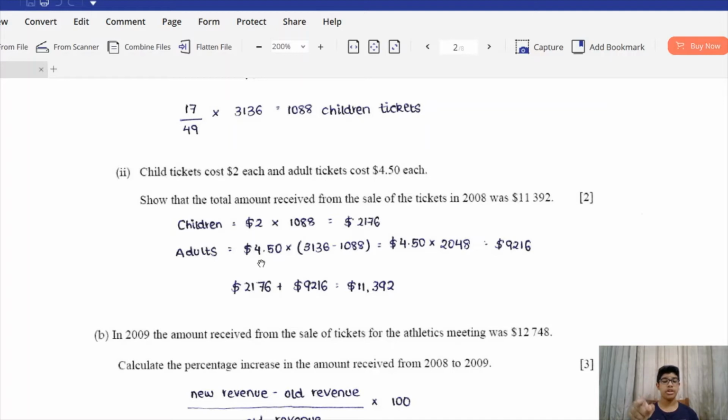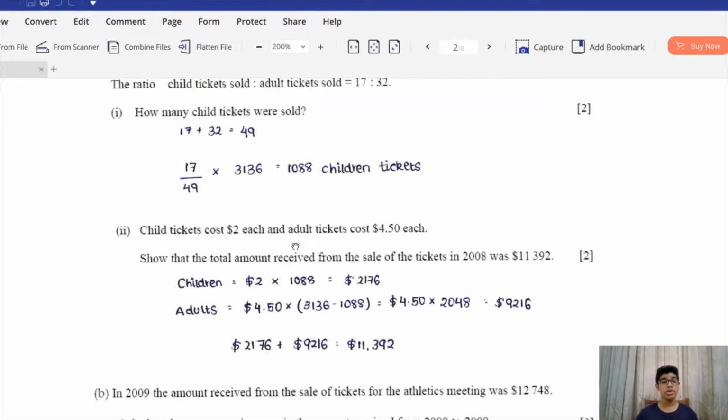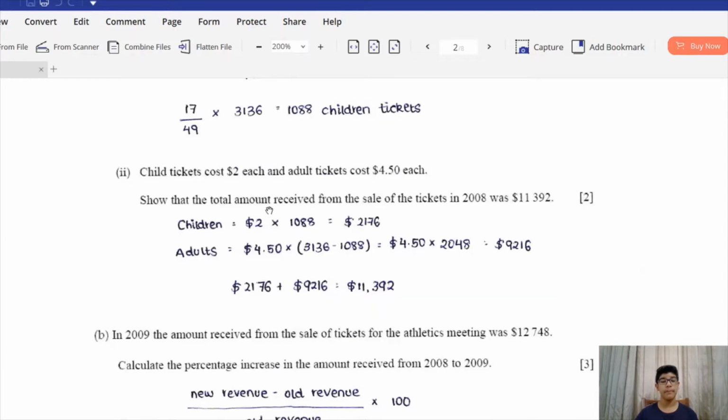So how do we calculate X? We have 3,136 on one side, and we move 1,088 to the same side as 3,136 so that we can isolate X, and that way we get 2,048 as the number of adult tickets sold. Or you could take 32 over 49 and multiply it by 3,136. It's up to you. I used the difference method and I got 2,048.